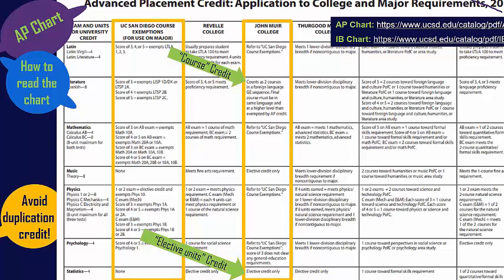Moving to the green arrow under the John Muir College column, you see the word elective. This means that this course does not satisfy a GE requirement, but it still gives you elective credit towards your degree.